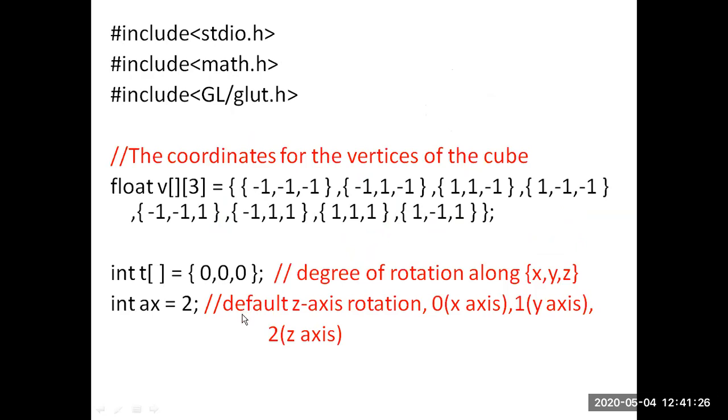The default axis of rotation is initialized with the variable ax equals 2, and 2 indicates the default z-axis rotation. So suppose we want to rotate along x-axis, then we can initialize the value as 0, and if you want to rotate along y-axis, then we can initialize the value as 1. And the same for the degree of rotation. Initially, by default, along x-axis, y-axis, z-axis, all are initialized with 0.